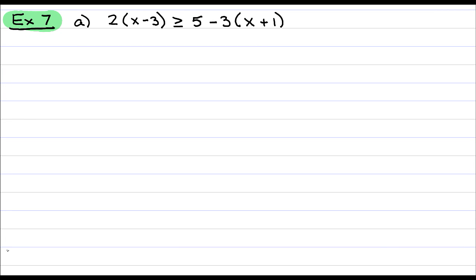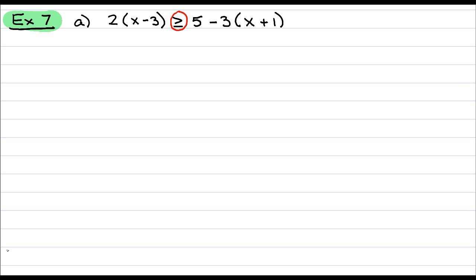In example 7, we are solving linear inequalities, such as the one you see here. What makes this a linear inequality instead of an equation is that this sign right here is not an equal sign. In this case, it's greater than or equals. One important difference between inequalities and equations is that a linear equation, as we've already seen, will only have one solution, whereas inequalities could have infinitely many solutions.